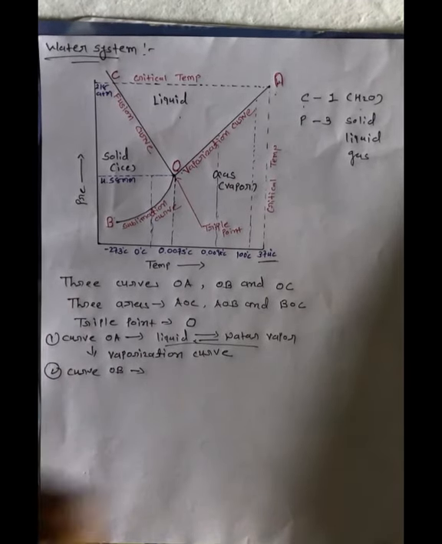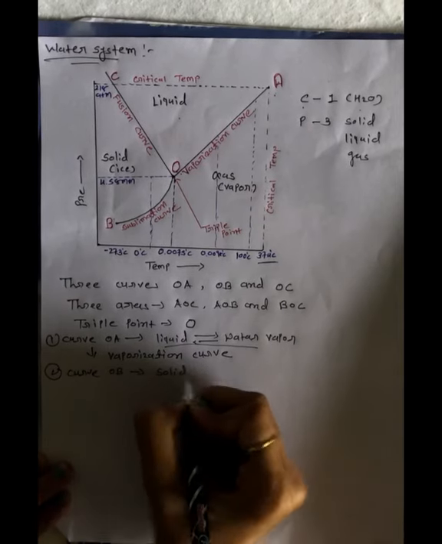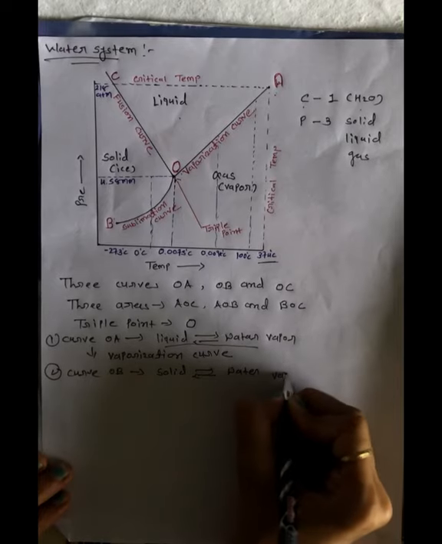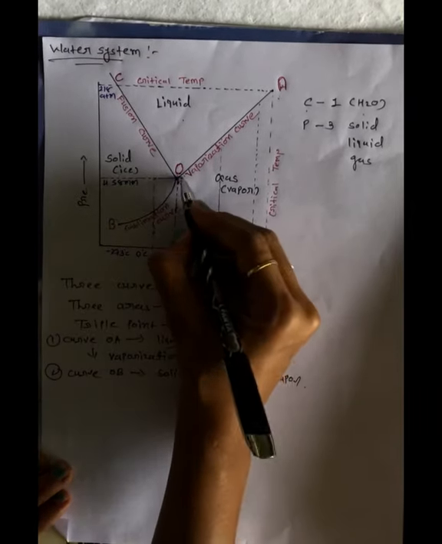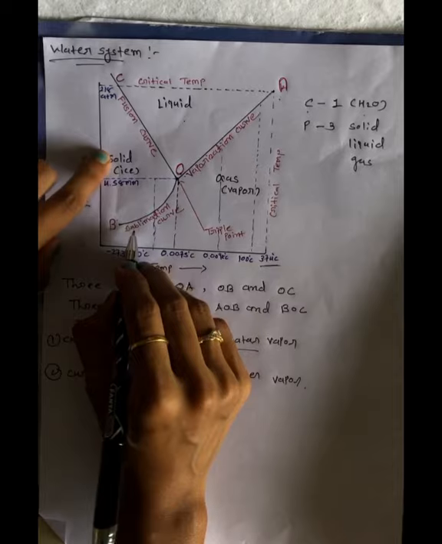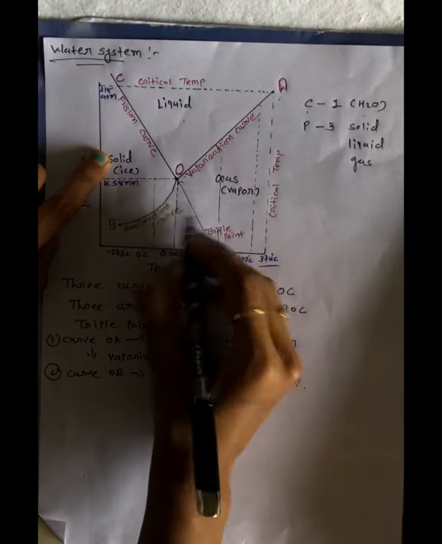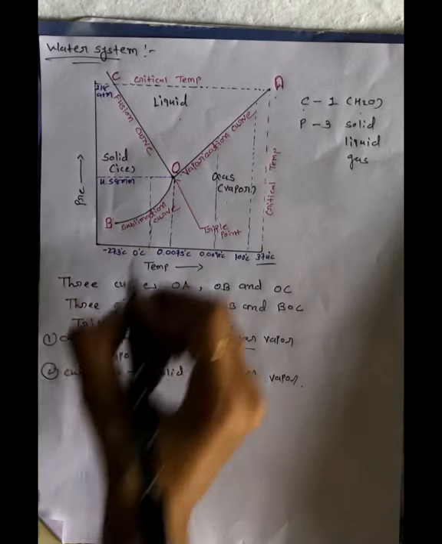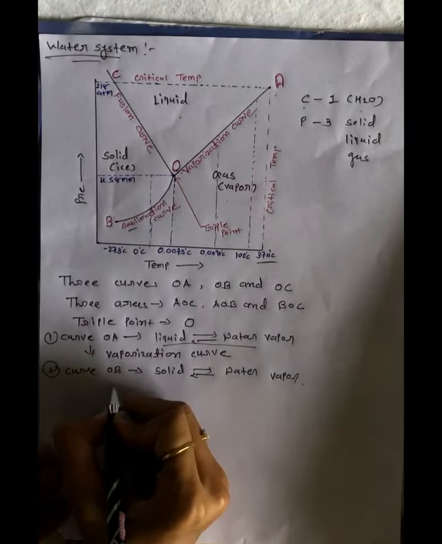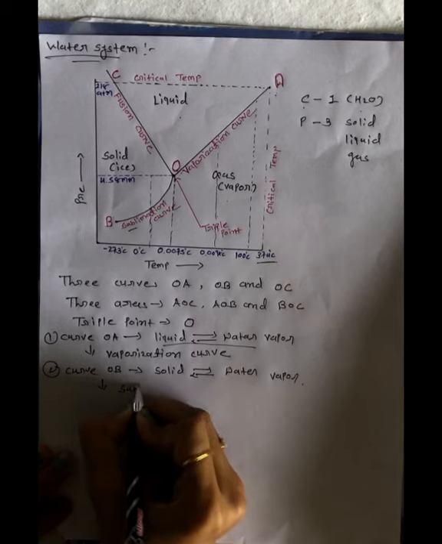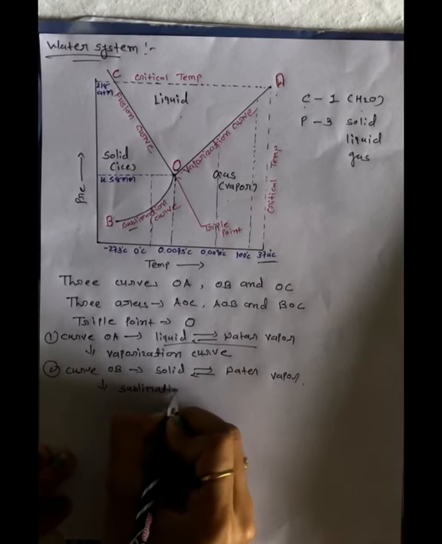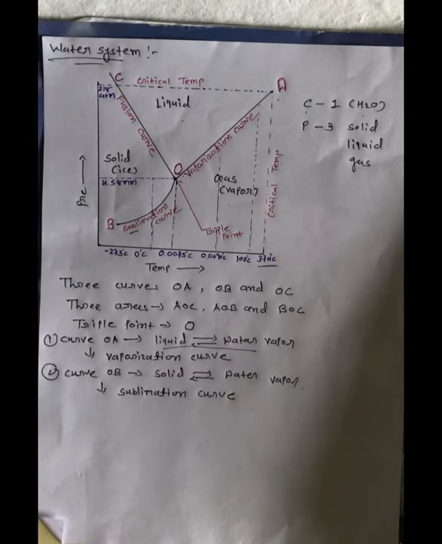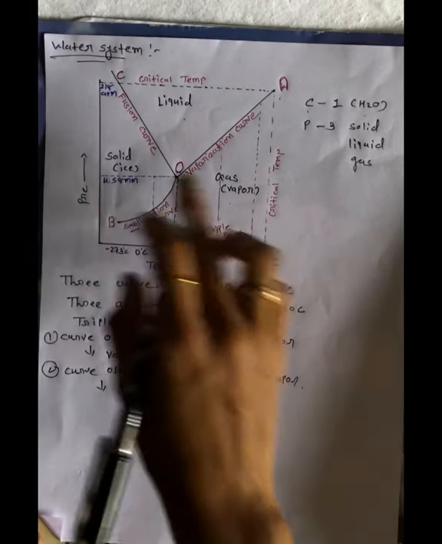Curve OB, here solid and water vapor. Curve OB, that means this curve. Here solid and water vapor exist. Curve OB, that means these two, right? So it is called sublimation curve. Why sublimation? Because solid converts into gas.